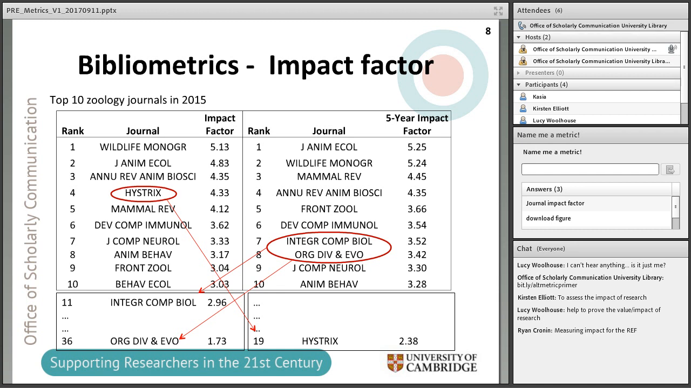So if you're using the impact factor to pick out top 10 journals, or research that's published in a really high-ranking journal, whether you use the 2-year or the 5-year impact factor could make a big difference for some of the journals that you use.